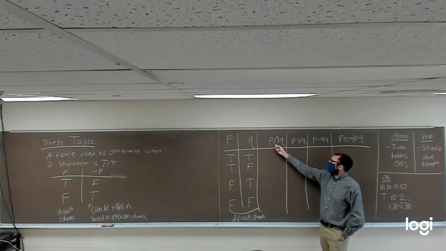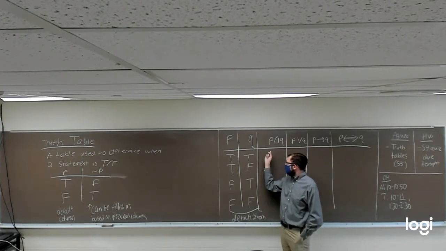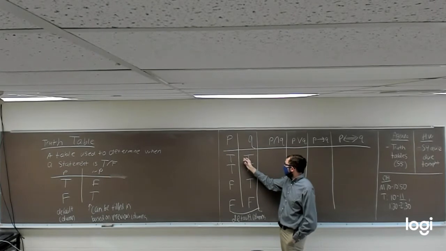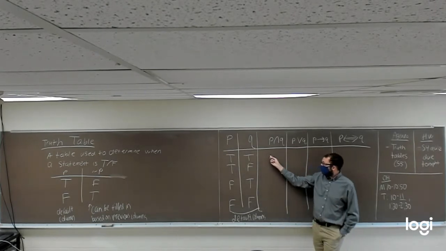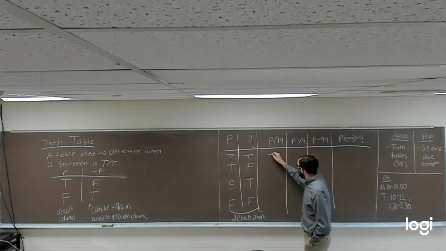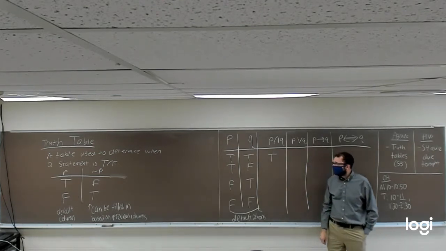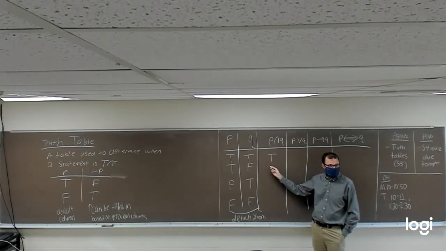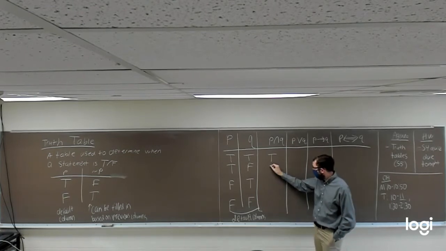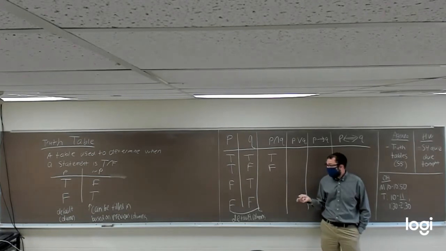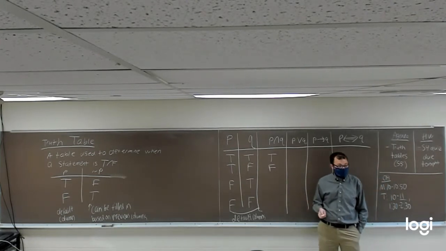Let's try and see if we can fill in the P and Q column. And to do that, we just need to go to the left and see if P is true and Q is true. What can we say about P and Q? It's going to be true. What if P is true and Q is false? Yep, and statement's going to be false. How about if P is false and Q is true?